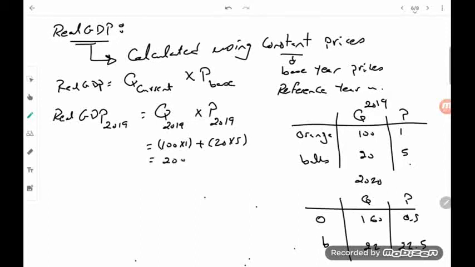It's 200. So in case of the base year, real GDP is equivalent to nominal GDP, as the current year prices are the base year prices, so there is no difference between any one of them. What about real GDP for year 2020?